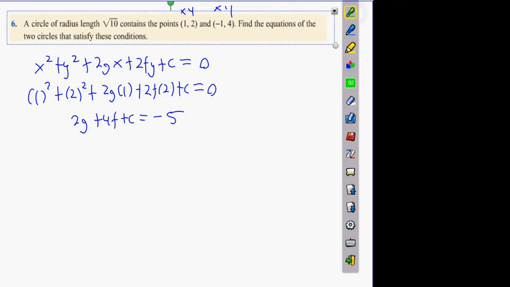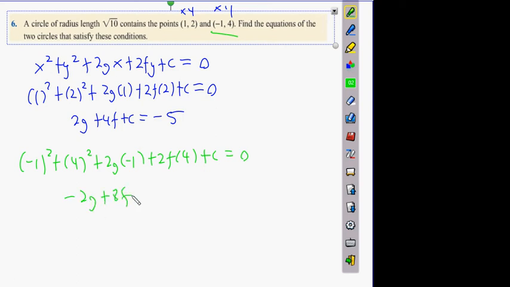The next one, -1, 4. Minus 1 squared plus 4 squared plus 2g times -1 plus 2f times 4 plus c equals 0. Minus 2g plus 8f plus c equals -17. Second equation now. Third equation is got from the radius.